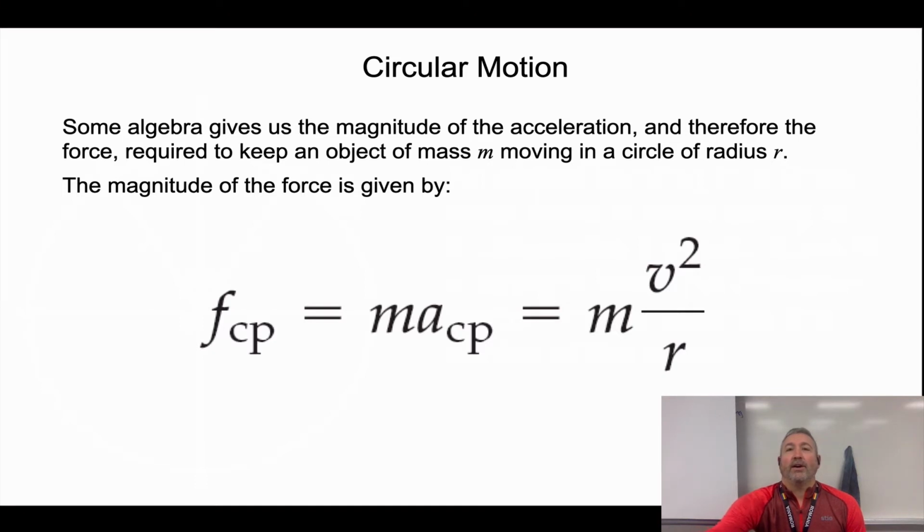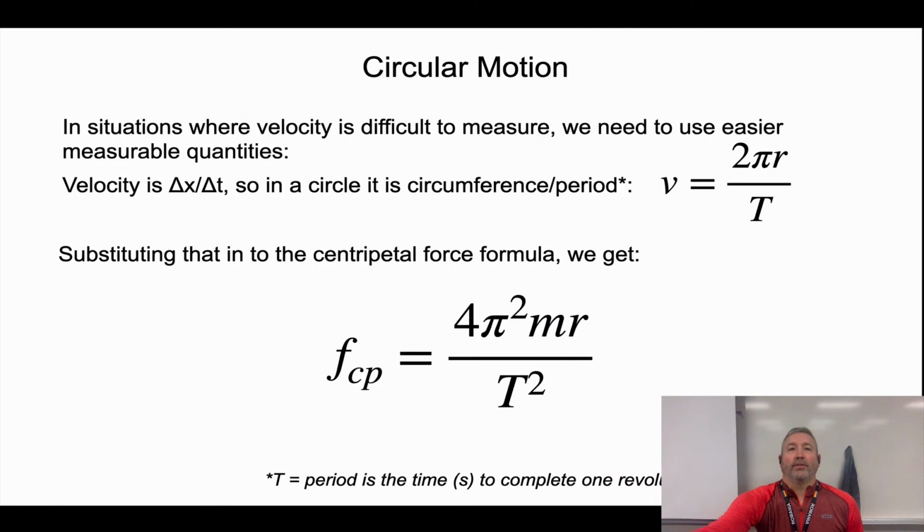force. Now, this is a great formula for us, except for the fact that sometimes we have lab situations where we don't know what the velocity is. So we have to measure something else. So we have to measure the period, the time it takes to go around one revolution. Anything that has a regular cycle that happens at a regular rate, we call one happenstance the period, the time that it takes to happen once.